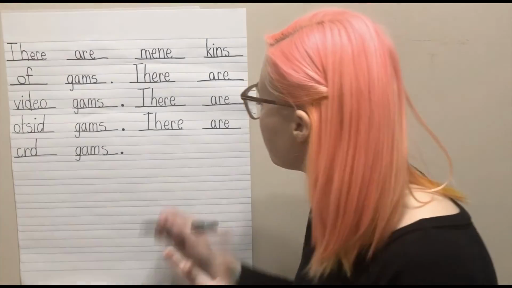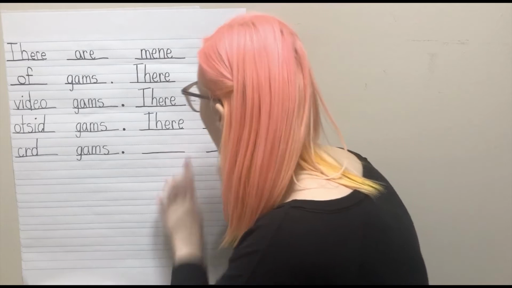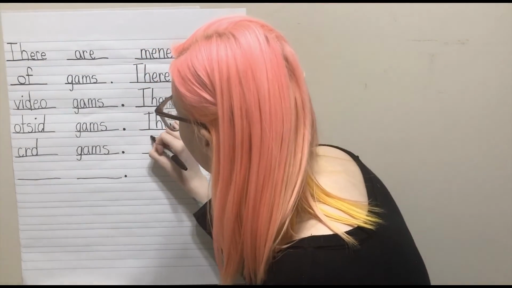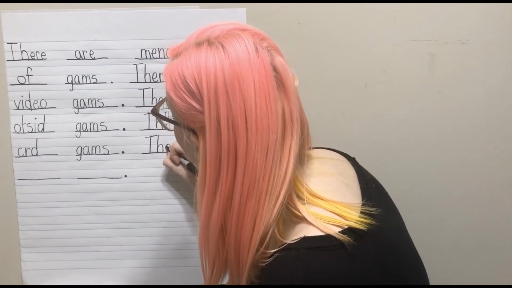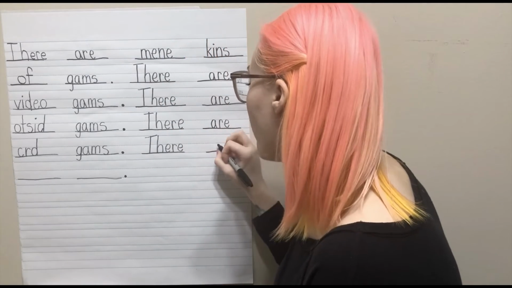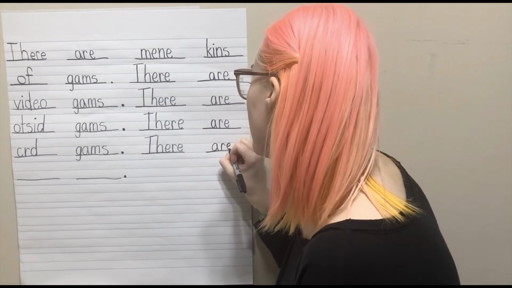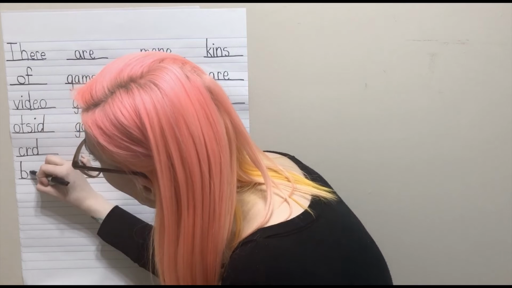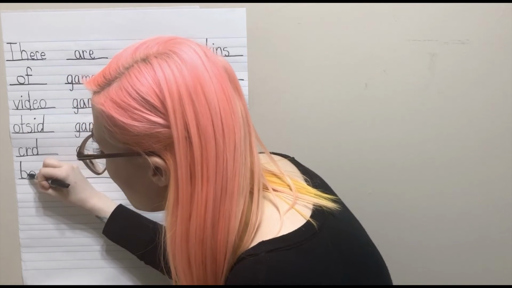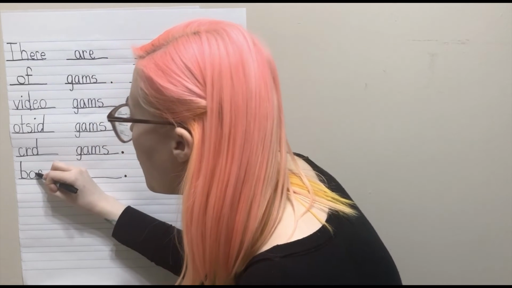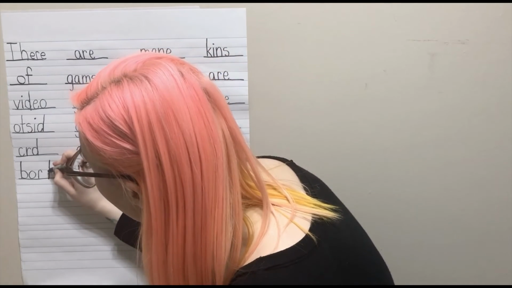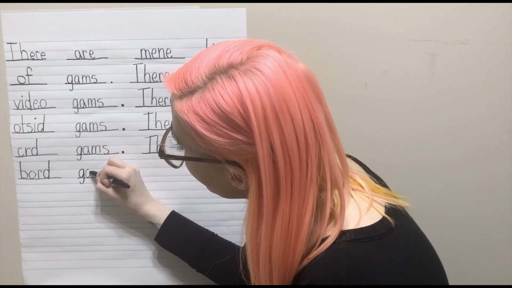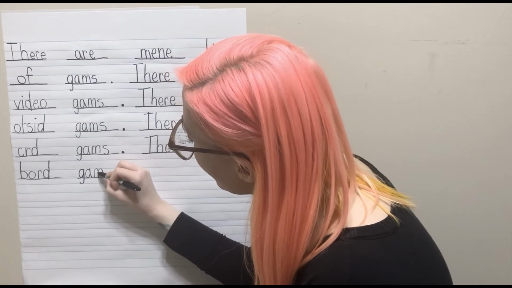And there are board games. Remember, like Candyland and Monopoly? 1, finger space. 2, 3, finger space. 4. There, that sight word again, we're using it a lot. T, H, E, R, E, A, R, E. There are board, B says B, O says O, R says or, D says D. Board games. G says g. A says A, aim, M says games, S says S.